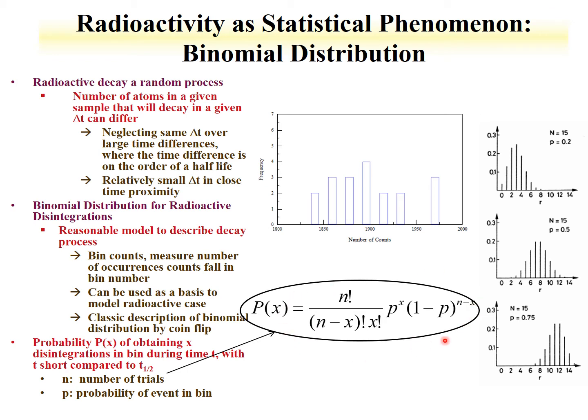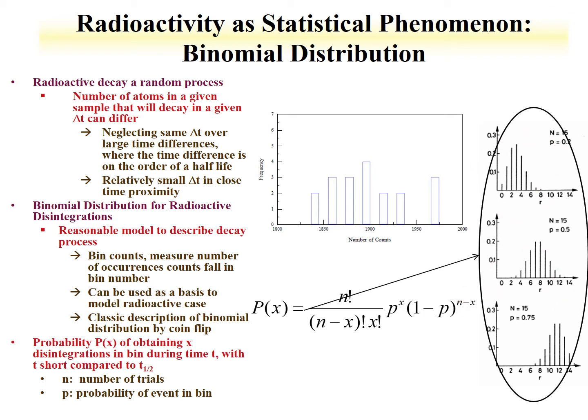So, a relatively reasonable equation. We can use that to help us describe and explain radioactive decay. And we have some examples of different binomial distributions shown here. These are all derived from this equation.